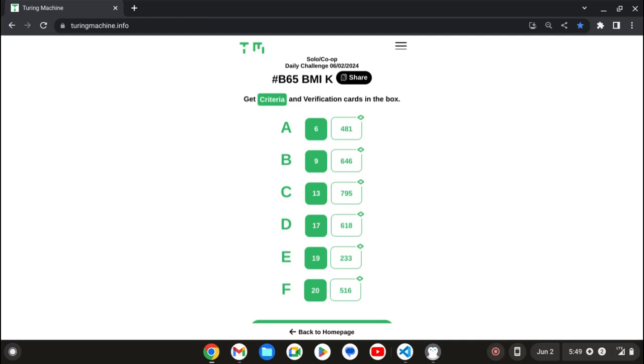Let's begin. Today's June 2nd, 2024, and we're doing the Daily Turing Machine Puzzle. Today's puzzle uses the following 6 criteria cards. We got criteria card 6, 9, 13, 17, 19, and 20, and uses the green verification cards. The code above is what you use to go into turingmachine.info to get the details on this puzzle. Let's go solve.